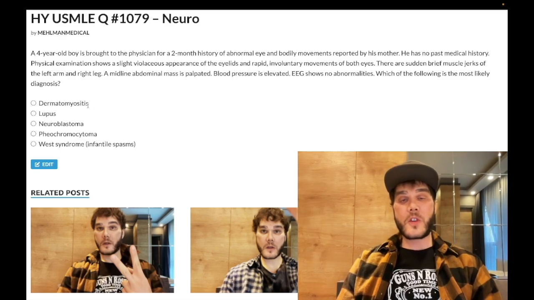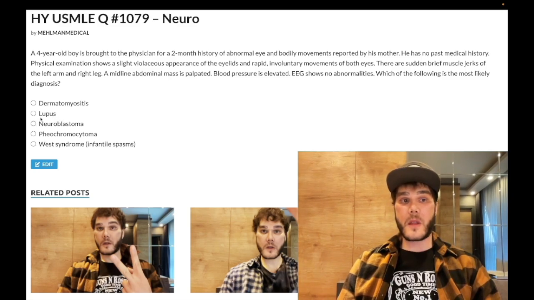You should just know anti-Jo1 and Mi2 antibodies for dermatomyositis. Choice B, lupus. Wrong answer. This can absolutely be pediatrics as well. Okay, I've made clips on this, but it's not the right answer here.